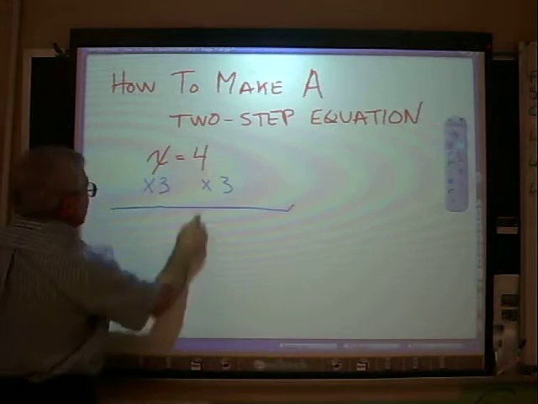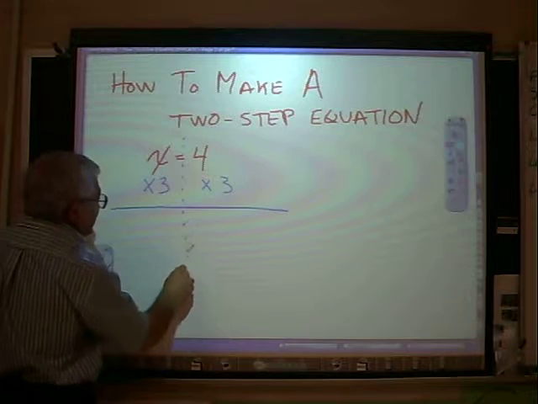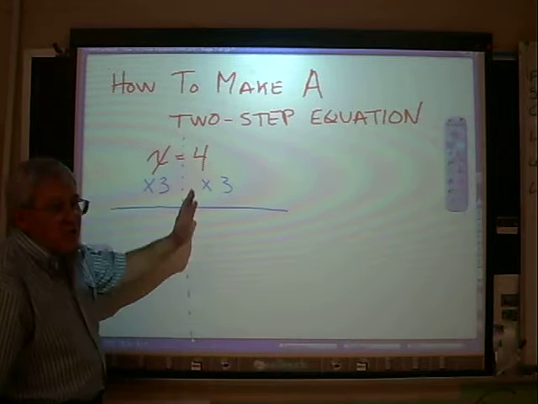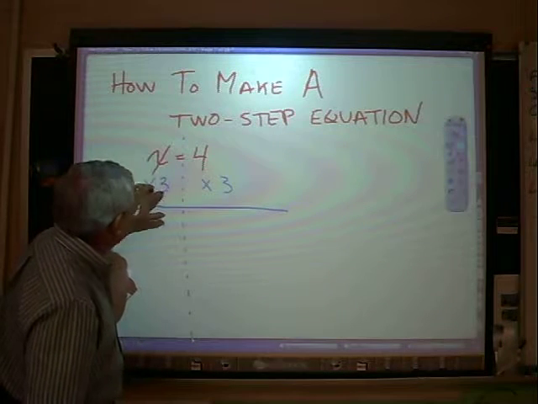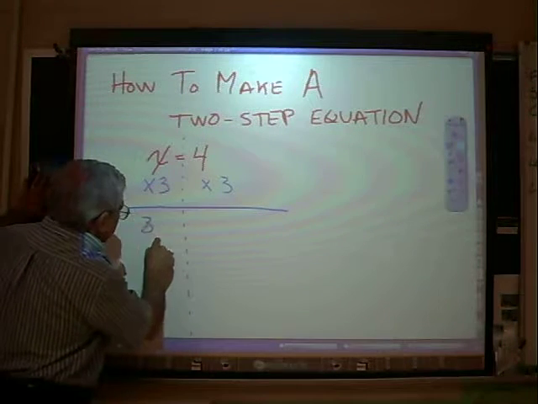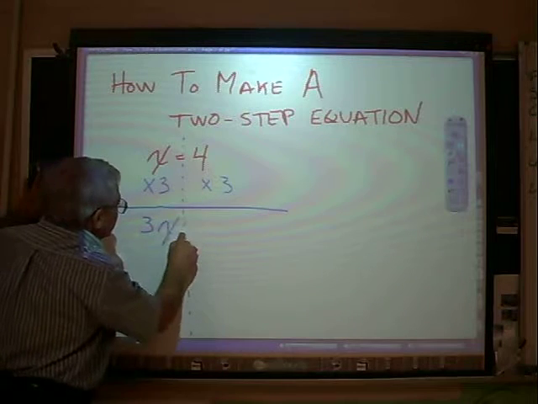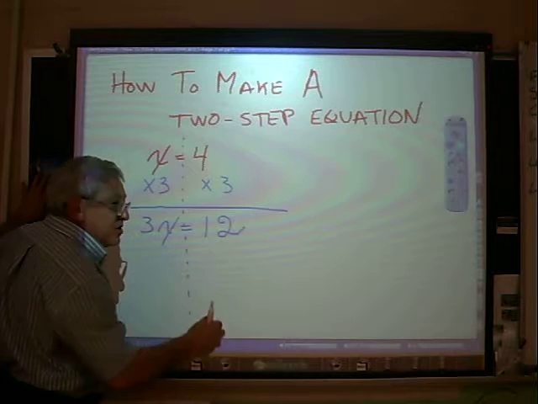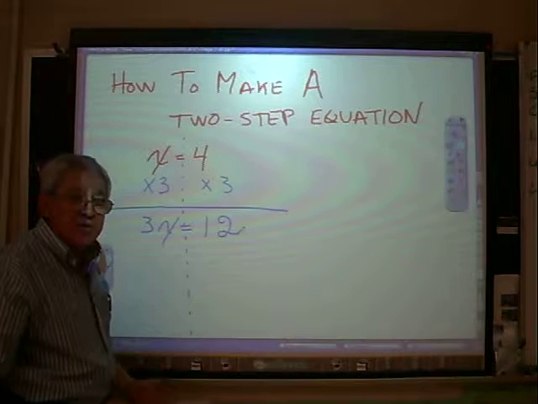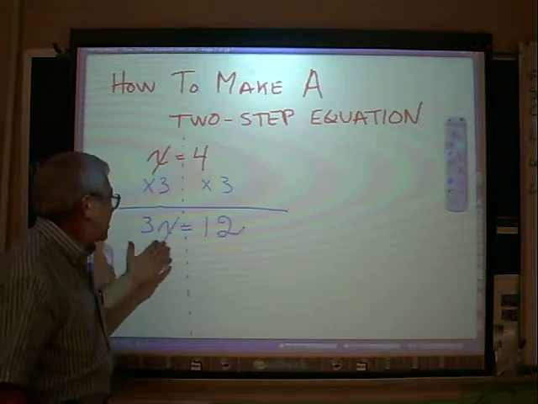Now keep in mind again, here's the stand for your balance scale. Whatever I do to one side, I have to do to the other to make it balance perfectly. X times 3 is 3x. Bring down the equal sign. 4 times 3 is 12. Now I've actually made a multiplication equation. 3 times x equals 12.